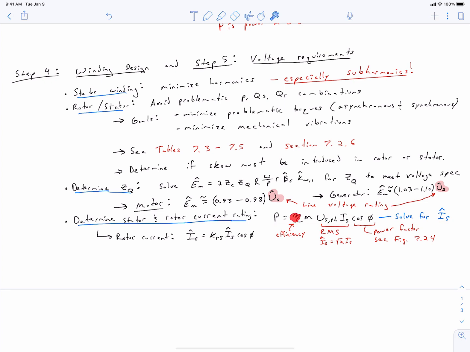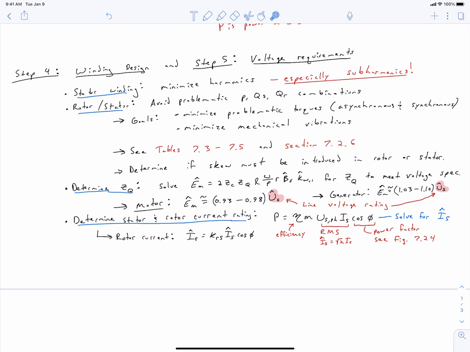So efficiency should have been specified in your design specification. This might have been chosen based off of an IEEE standard or a customer's unique requirement. M is the number of phases of the machine. This is typically 3. US phase is the line to neutral voltage rating of the machine. We determined that in our design specification. IS is what we're solving for, and cosine of phi is the power factor of the machine.